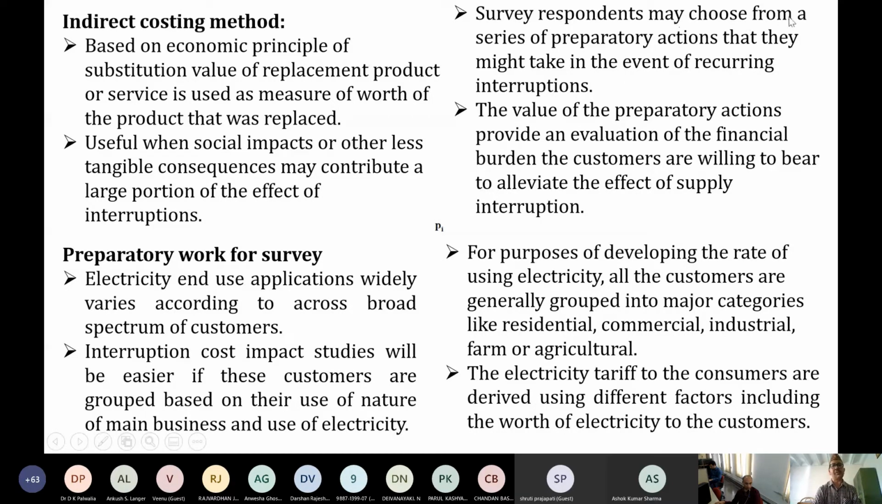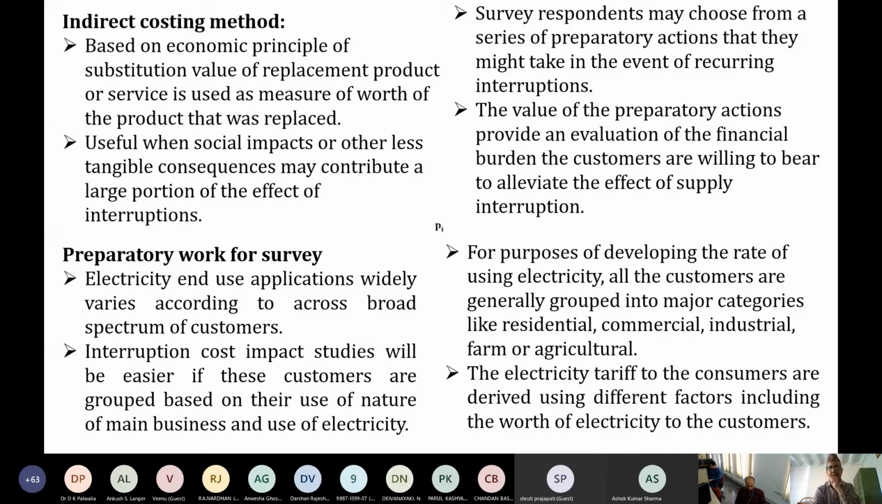And survey respondents may choose from a series of preparatory actions that they might take in the event of recurring interruptions. So when carrying out the survey, you will also provide options on what preparatory actions the respondent will take in the event of recurring, meaning frequent, interruption. If there are no frequent interruptions, they may not go for any preparatory action. But if frequent interruptions are possible, then they may go for some preparatory action.